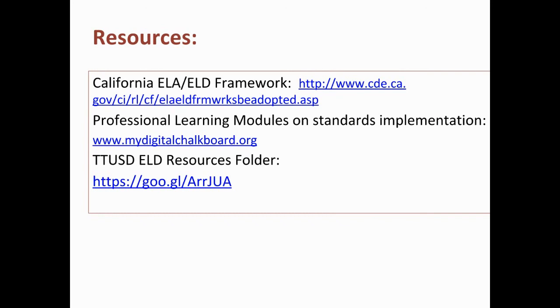Thank you for diving into the California ELA-ELD framework. Please take time to read the full document and use these resources to ensure that we continue to improve the quality of instruction for all students.